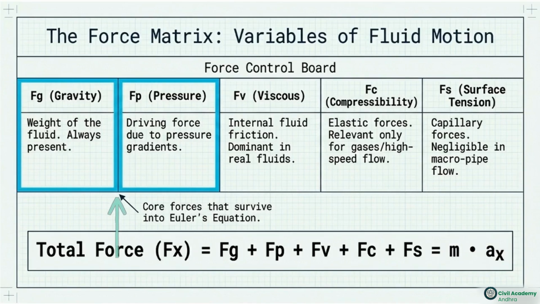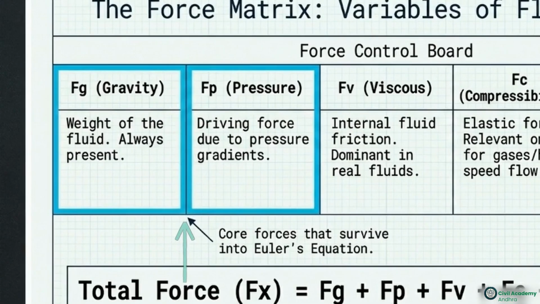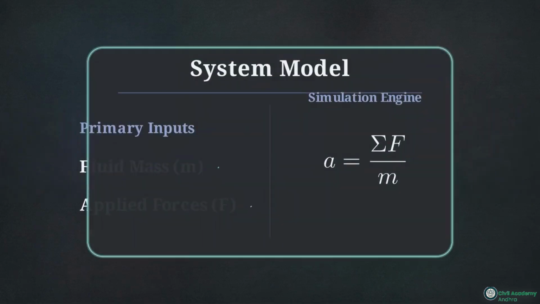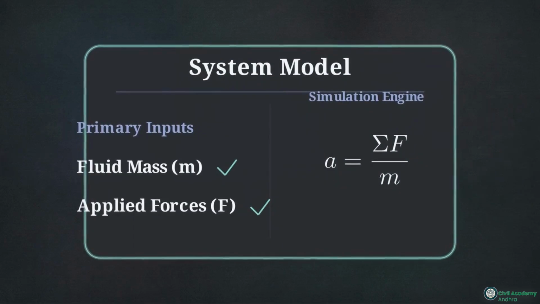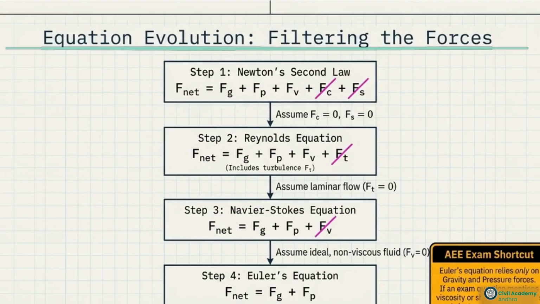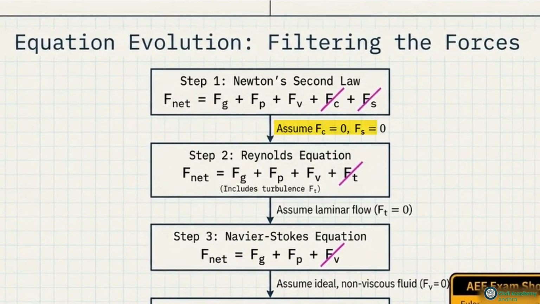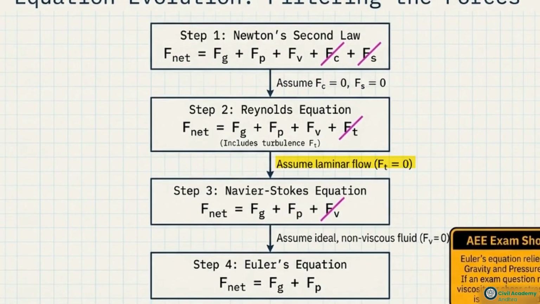For standard macroscopic pipe flow, gravity and pressure are the core driving forces that survive our initial mathematical filtering. Because of this, the mass of the fluid and the specific forces acting upon it become the primary inputs you will use for your engineering calculations. Engineers simplify complex real-world flow by dropping negligible forces. First, assuming zero compressibility and surface tension takes us from Newton's second law down to the Reynolds equation. Next, assuming laminar flow lets us drop the turbulence force, leaving the Navier-Stokes equation.